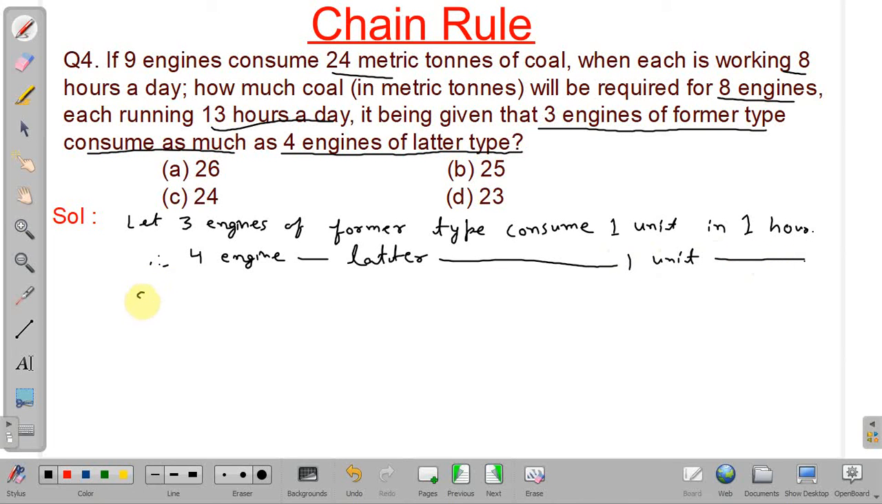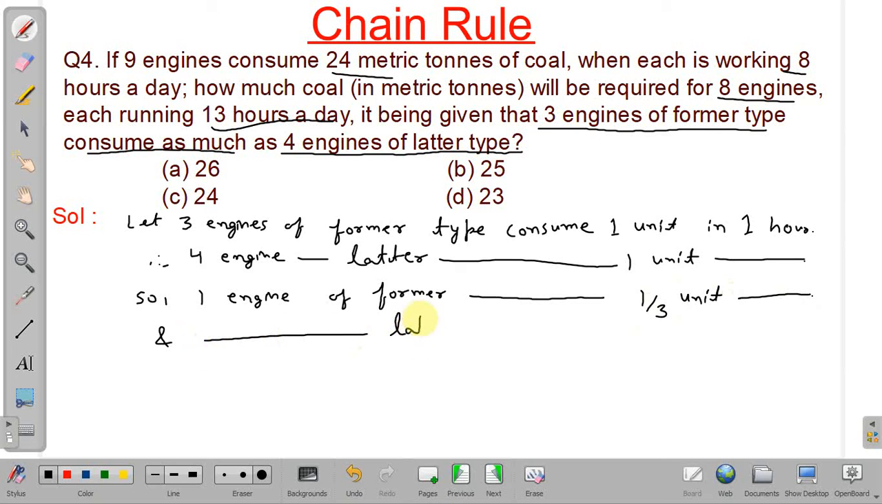Okay. So one engine of former type will consume 1/3 unit in 1 hour. And one engine of latter type will consume 1/4 unit in 1 hour. Okay. Now we will see the relation.